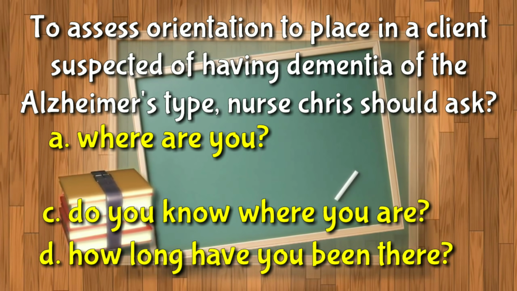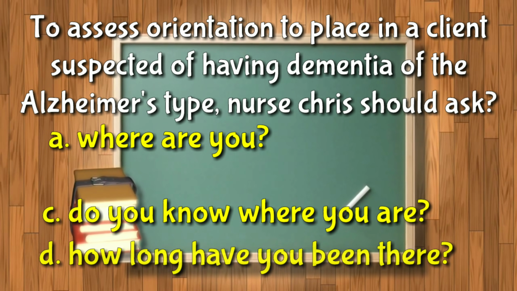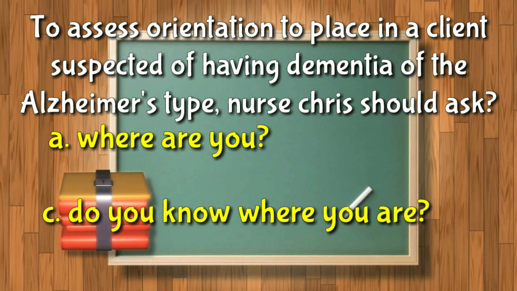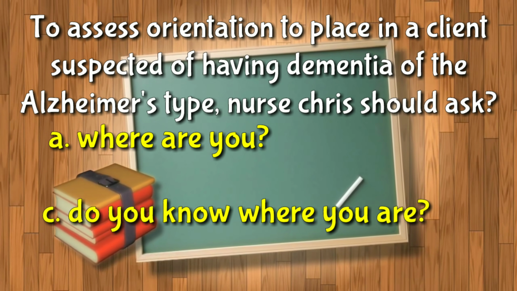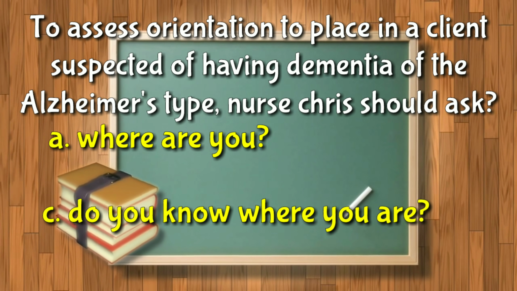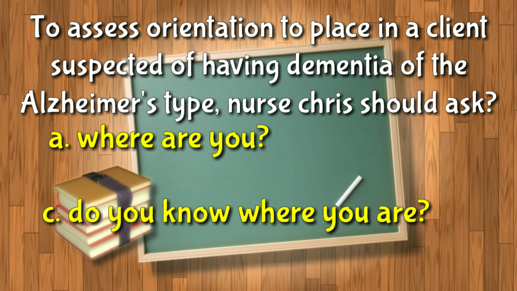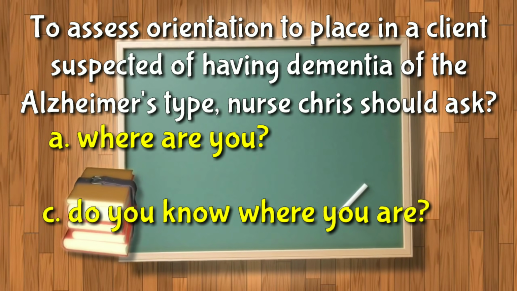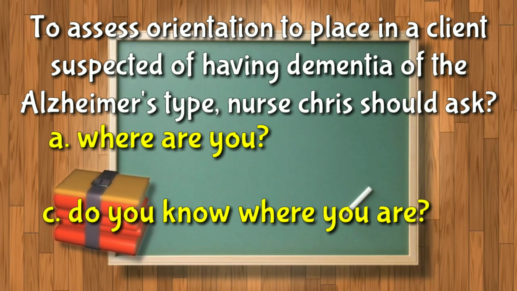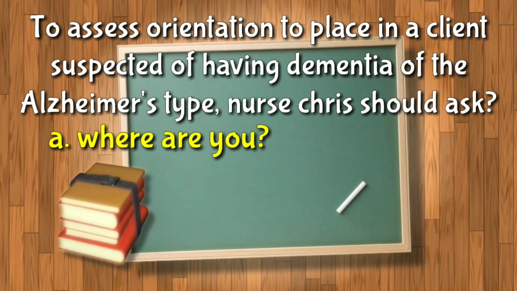Who brought you here doesn't answer the question of orientation to place. And the next one to eliminate is letter D. How long have you been there is just a question asking you about time and not place. So you are left with the two choices of where are you and do you know where you are? Letter C is answerable by yes or no, compared to letter A, which is answerable by a specific place that gives you a hint of the assessment of orientation to place. So the correct answer is letter A.